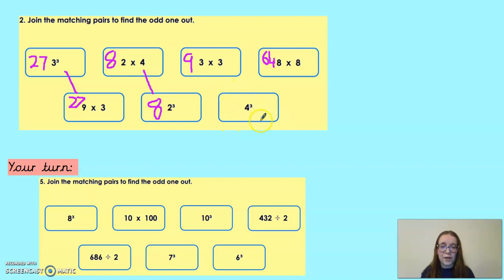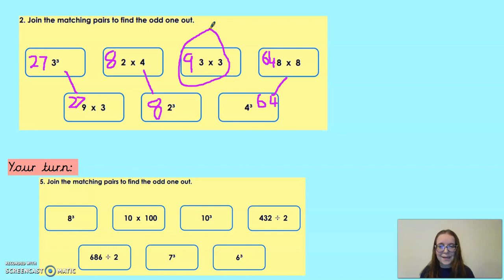And then my last one is I've got 4 times 4, which is 16, and I've got to times that by 4 again to get my 4 cubed. So 16 times 4 again is 64. It's definitely not going to be 9, so I know that it's got to be 64, just like my 8 squared, and that is my 3rd pair. So my odd one out has to be 3 times 3, because it is not a cubed number.